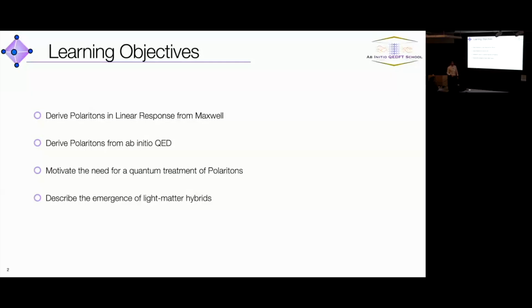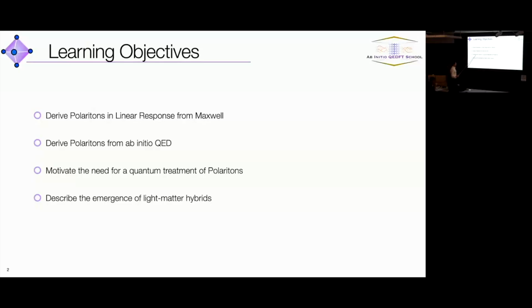And then we will derive a similar behavior in linear response from ab initio QED in a simplified model. This is the case where the model is useful, but it's also not the last resource that we should rely on.